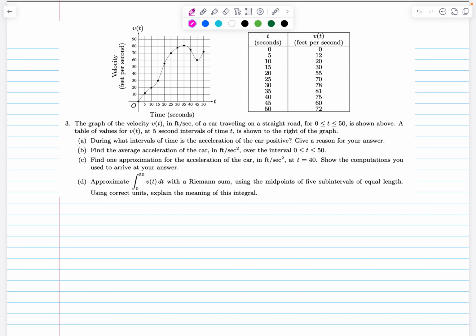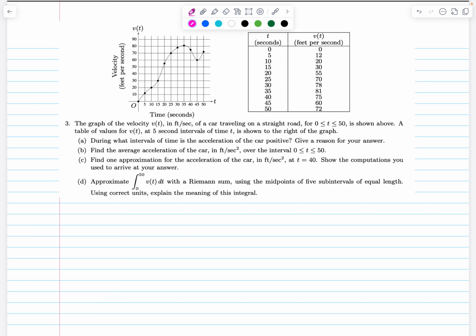Okay, we are now going to do a numerical integration free response question. I'm going to see how far I can get without a calculator here, and I honestly don't remember what year this is from or what calculator they would have had access to.